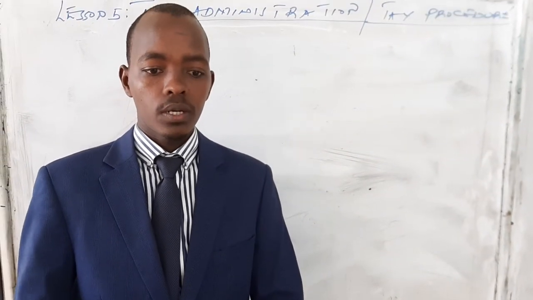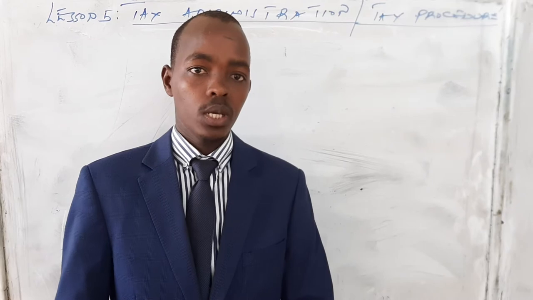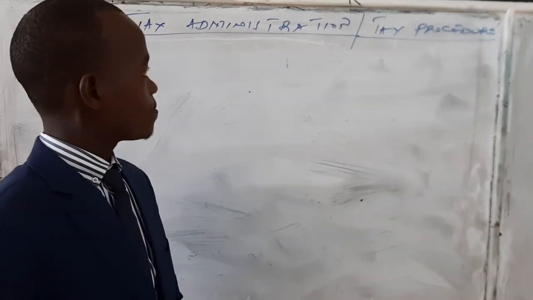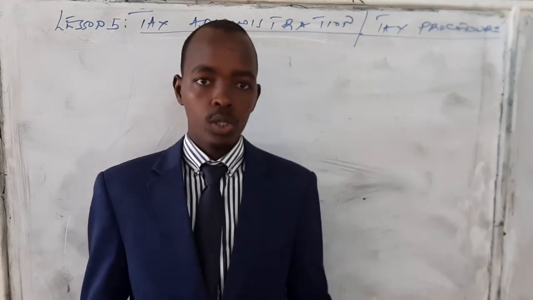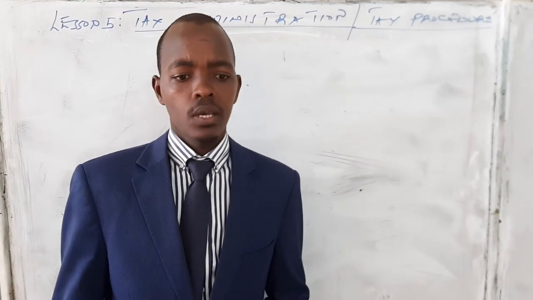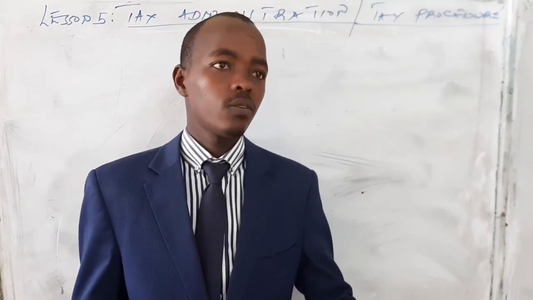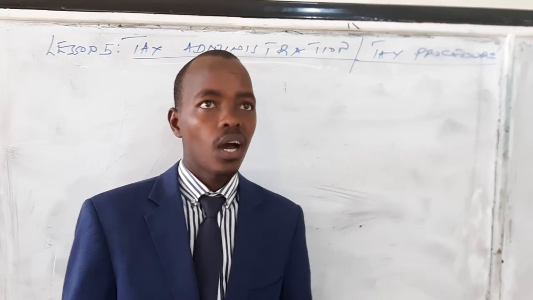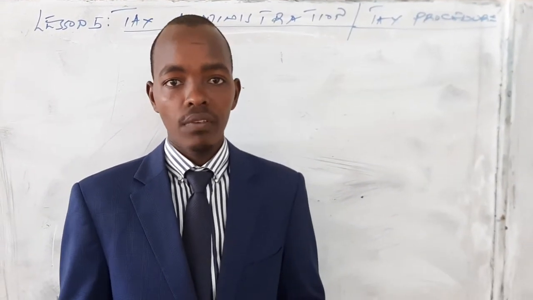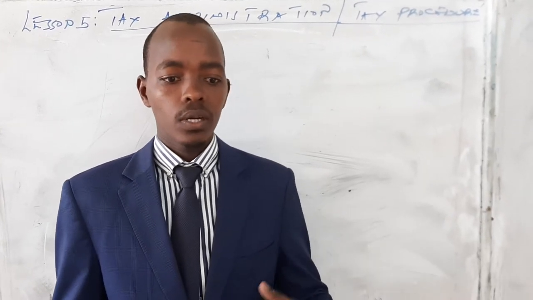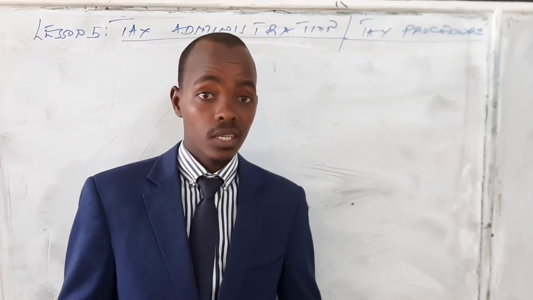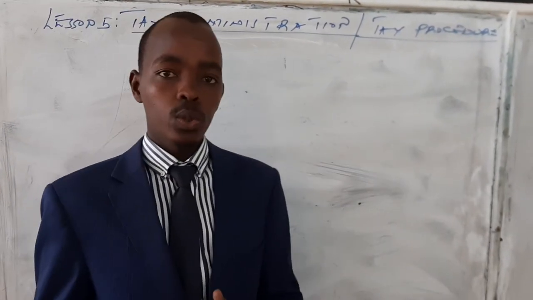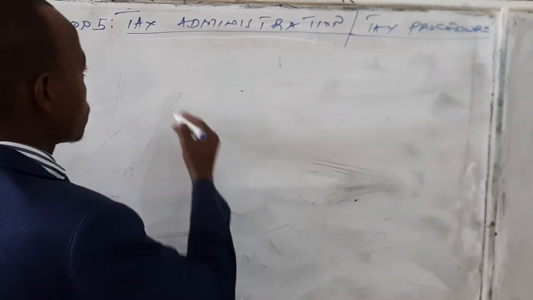Welcome back to our fifth session, which is lesson 5, chapter 5, where we are going to look at tax administration and tax procedures. In brief, when we talk of tax administration, we want to find out how the taxes have to be recovered by RRA. The taxes have to be recovered by the tax administrators. Therefore, under the tax administration, we need to check the tax assessment.